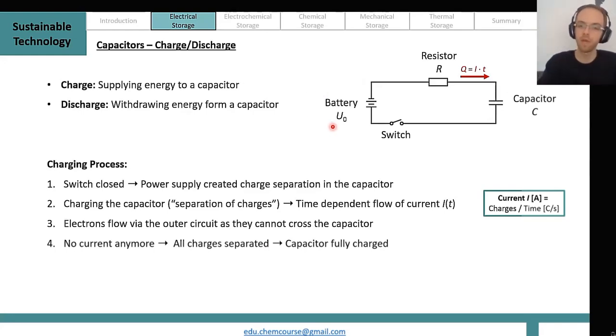And at some point you will reach a point where there is no current anymore. This means that all charges are separated and the capacitor is thus fully charged and in a state as we've seen earlier in the schematics, where I showed you a fully charged or fully discharged capacitor.